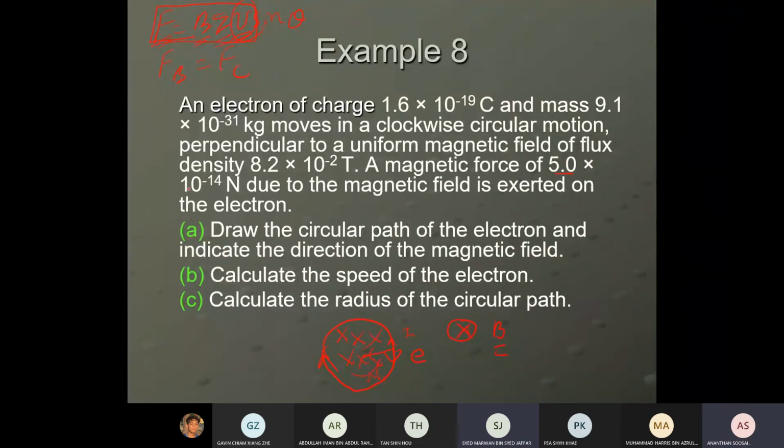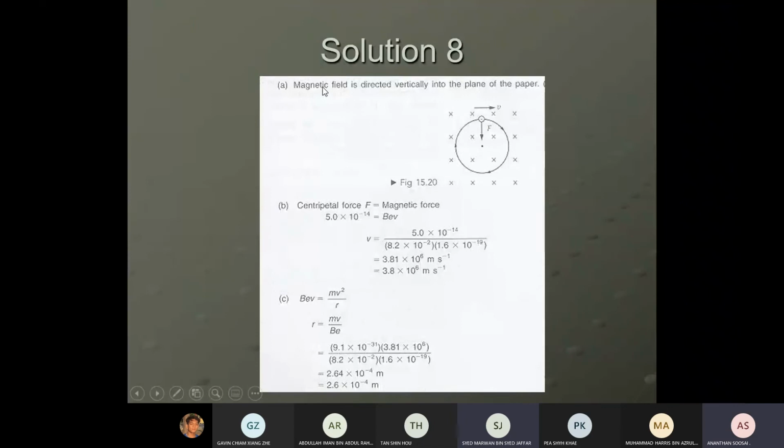Force is 5 times 10 to the power negative 14. B we know, 8.2 times 10 to the power negative 2 Tesla. Charge of the electron is 1.6 times 10 to the power negative 19. Then you can find the V. Yeah, F equals BQV. So find the V. So, 3.8 times 10 to the power 6.